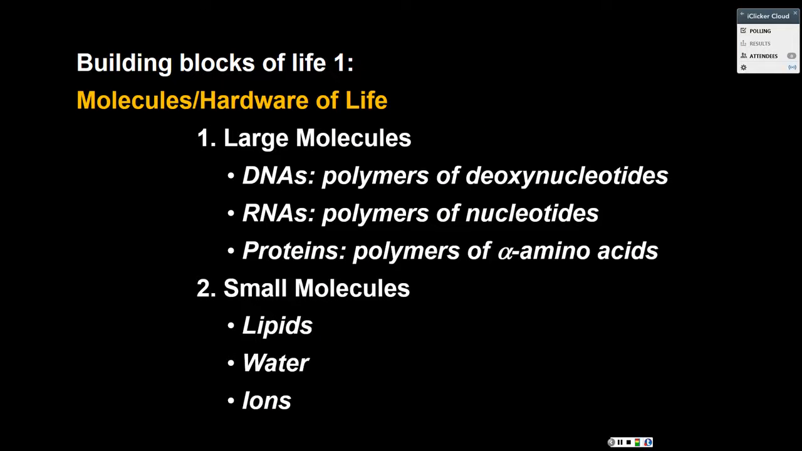We have already talked about last time that we will just focus on large molecules of life, so those including DNA, RNA, and proteins, and we are going to ignore the small molecules essential for life. DNA is polymers of deoxynucleotides, while RNA are polymers of nucleotides. Proteins are also polymers, but the monomers that make protein are alpha amino acids instead of nucleotides, right?